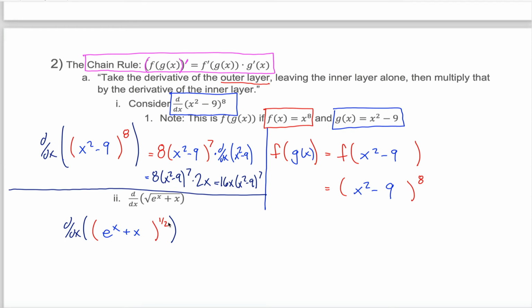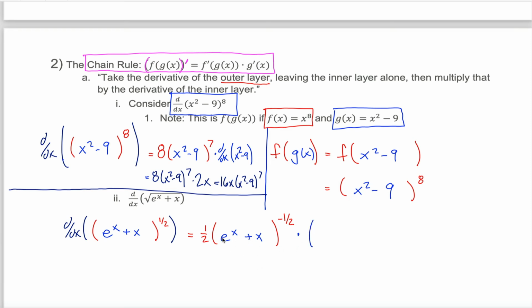If we're taking the derivative, first we take the derivative of the outside part. Stuff to the 1/2 power. The derivative is, bring that 1/2 down in front, subtract 1 from that exponent to get negative 1/2. There's the power rule part. And then leave the stuff alone, e to the x plus x. Don't take the derivative in here. Just take the derivative of the red, leave the blue alone. Then multiply that by the derivative of the blue.